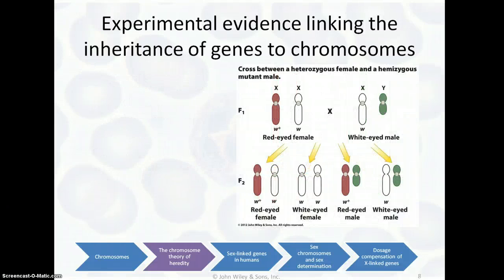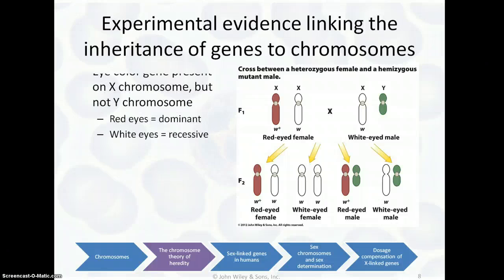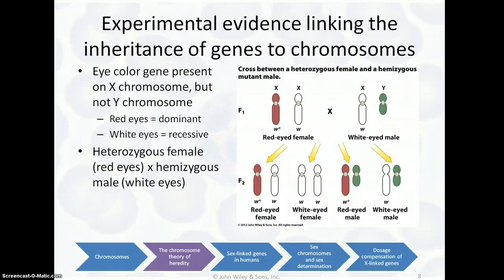Let's look at another example and make this a little clearer as well. Again, we have red eyes that are dominant, white eyes are recessive, and we're going to cross a heterozygous F1 female with a hemizygous male that has white eyes.